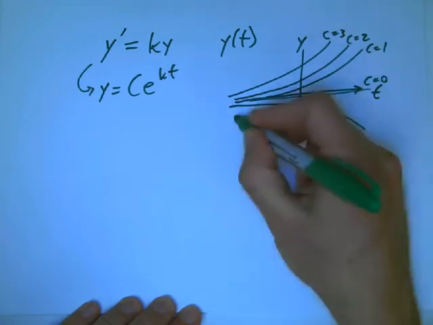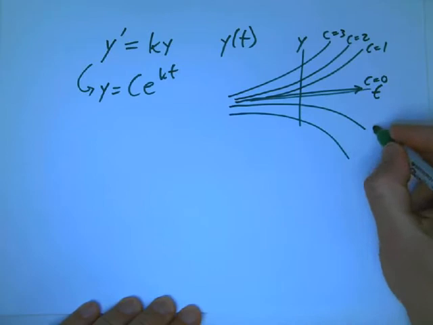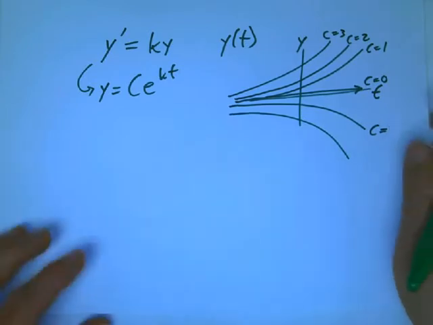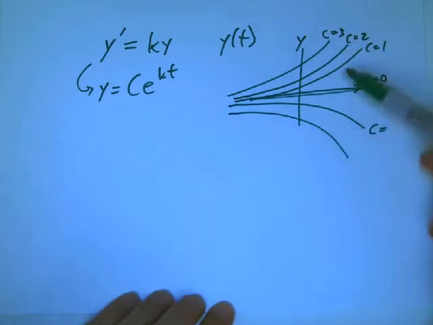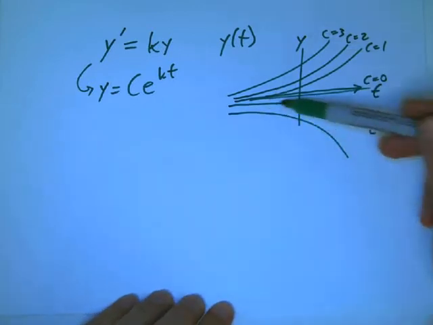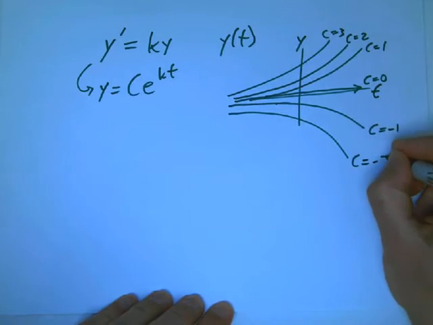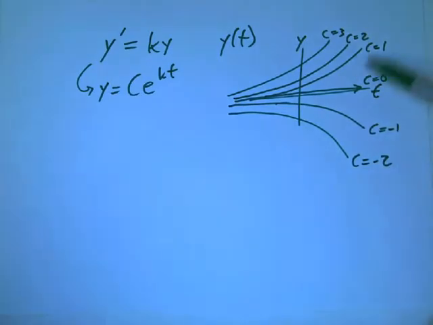C could be negative as well. That doesn't describe population growth really well, but there's plenty of things where that makes sense. For example, if you talk about your net worth and you owe a lot of money and you pay a lot of interest, it often looks like this, which is not real fun. That's why it's not so good to be heavily in debt.